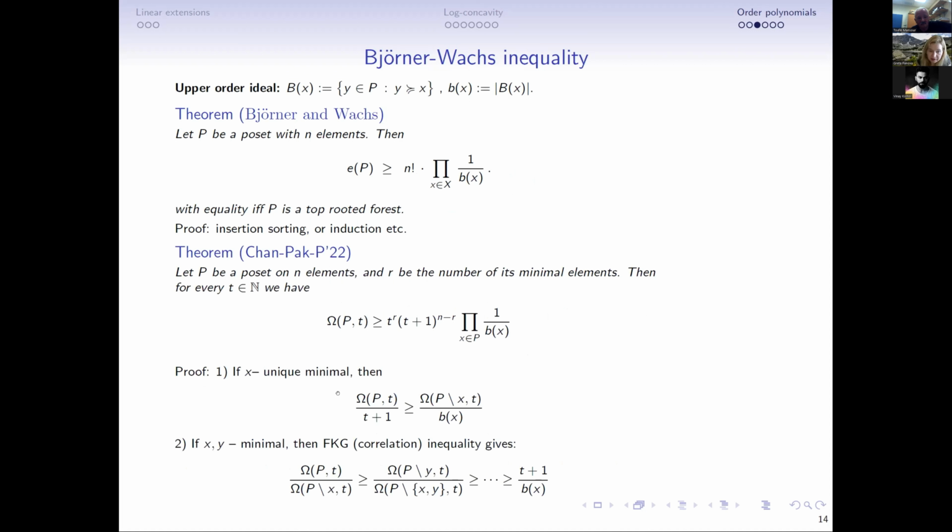So this is another, different type of inequality for the order polynomial, which does not follow from the previous inequality. And this one, unfortunately, is not entirely combinatorial. It uses the FKG correlation inequality somewhere in the proof. So it is still, in some sense, open to find a combinatorial proof. And since I'm out of time, I'll stop here.